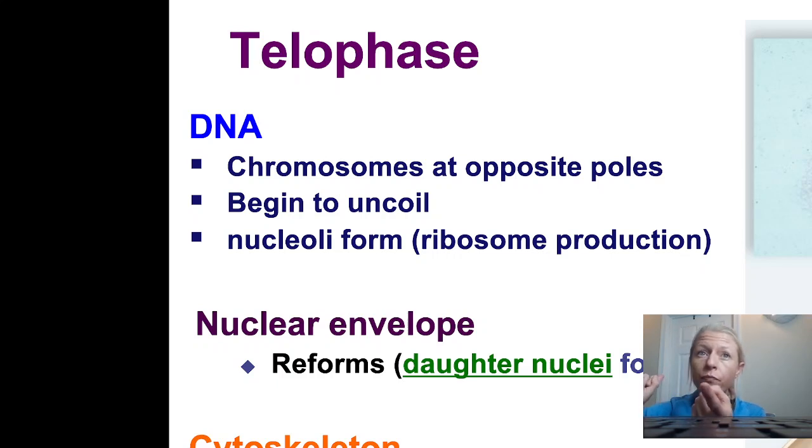So the DNA begins to unwind. Our nucleolus comes back. Our nuclear membrane reforms. Our spindle fibers go away. And we have the beginning of actual cytokinesis. So it's sort of like telophase / cytokinesis, because cytokinesis, which is again the actual splitting of the cells, starts during telophase.